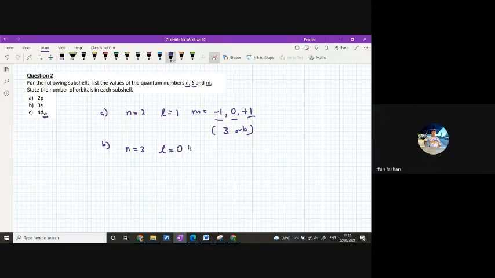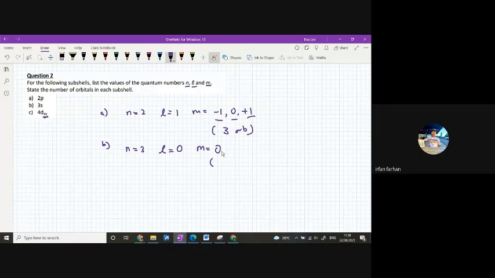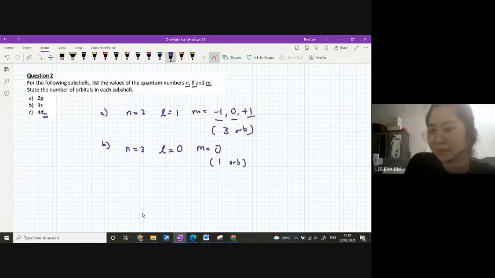The value of M? 0 as well, because it depends on the value of L. Ingat, yang M ini kena ikut L. So kalau sini kosong, M value dia kosong. So berapa orbital kalau saya hanya ada nombor, satu nombor saja? 1 orbital sahaja.